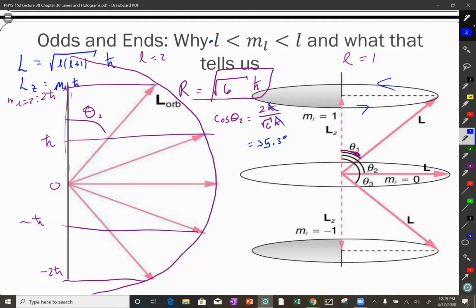And so that's what these circles are indicating: it's precession, as we call it. It's going around, just like a top when it spins, it goes around the circle as it's falling down. So there's a practical explanation of what the m sub l tells us and why m sub l has to be between minus l and plus l.